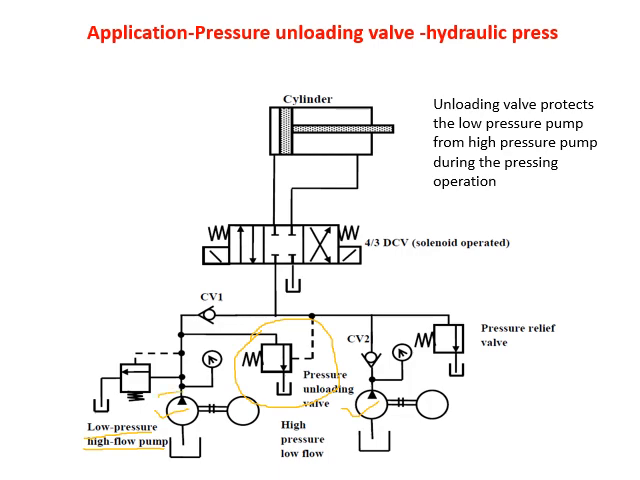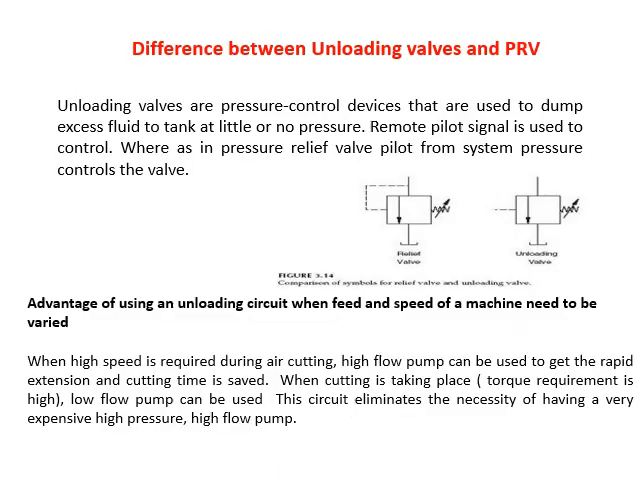But when you want that particular hydraulic pressing operation to be performed, then you require more force but less speed. So in that condition, the other pump, the high pressure low flow pump, will supply to the circuit. Because of the presence of this pressure unloading valve, you can make sure that either one of these two pumps will supply to this actuator. So this is a typical application in the hydraulic press.